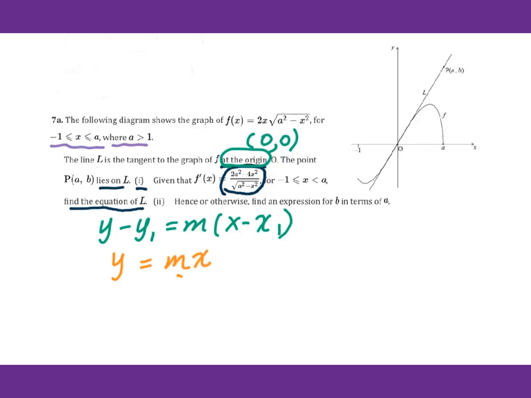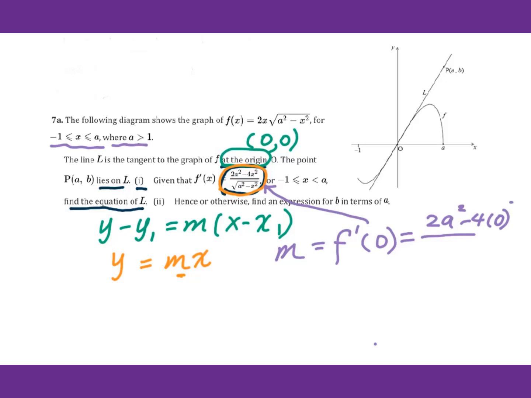For this, m will be the derivative of f of x. Therefore, the slope equals the derivative of f at 0. We plug in 0 into this derivative function. You will get 2a squared minus 4 times 0 squared over square root of a squared minus 0 squared. You will get 2a. Therefore, y equals 2ax will be the equation of L.